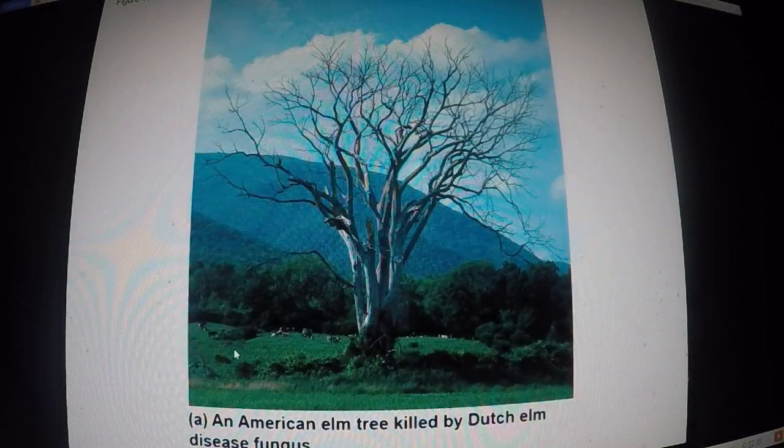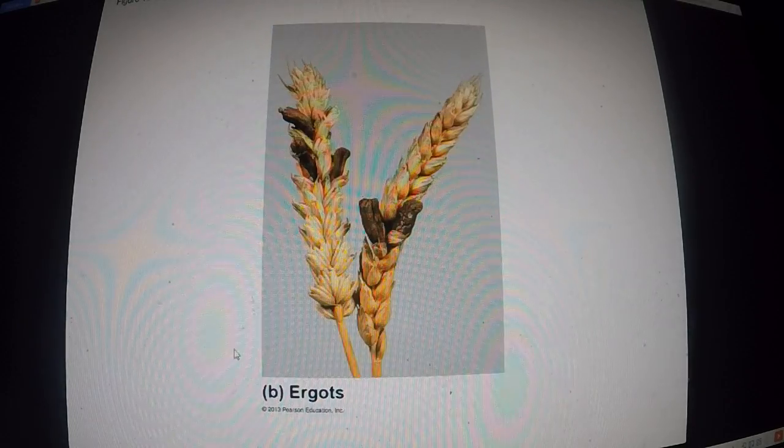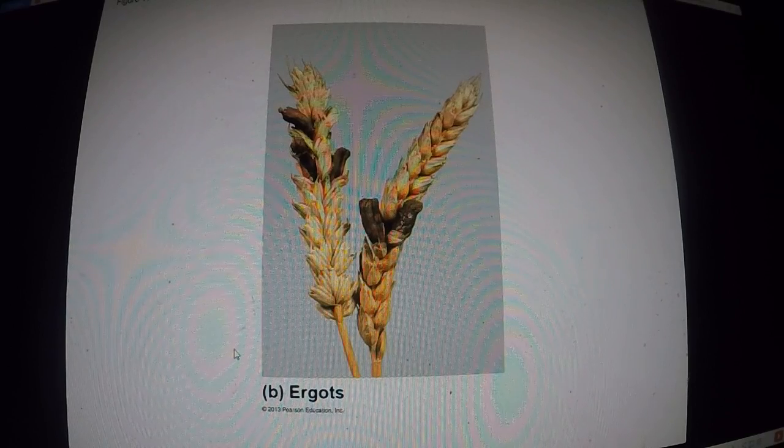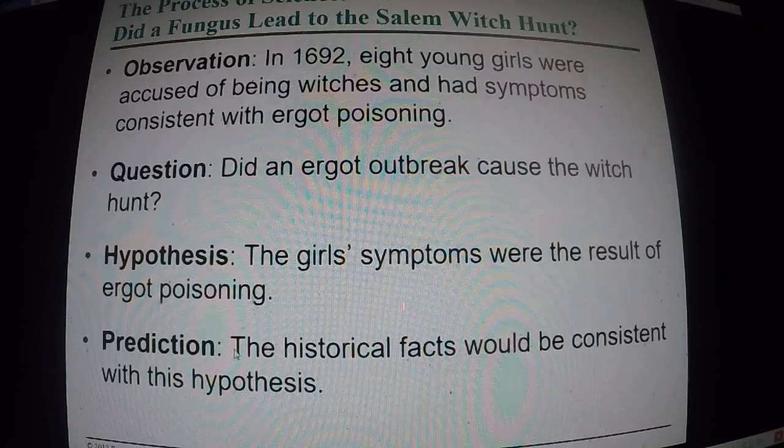The American elm tree, killed by the Dutch elm disease fungus, which killed every elm tree in the United States over the years. That's why there's so many elm streets and no elm trees on Elm Street. Ergot on rye, which is a form of poisoning. LSD is ergot on the rye. It's a fungus that gets on the rye.